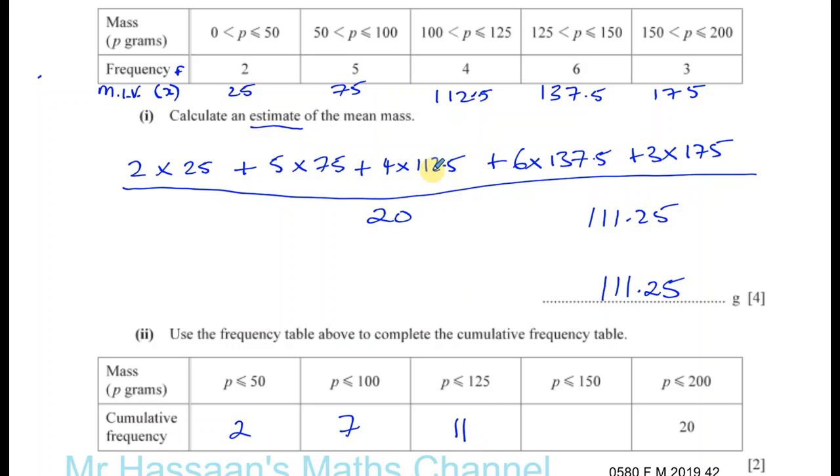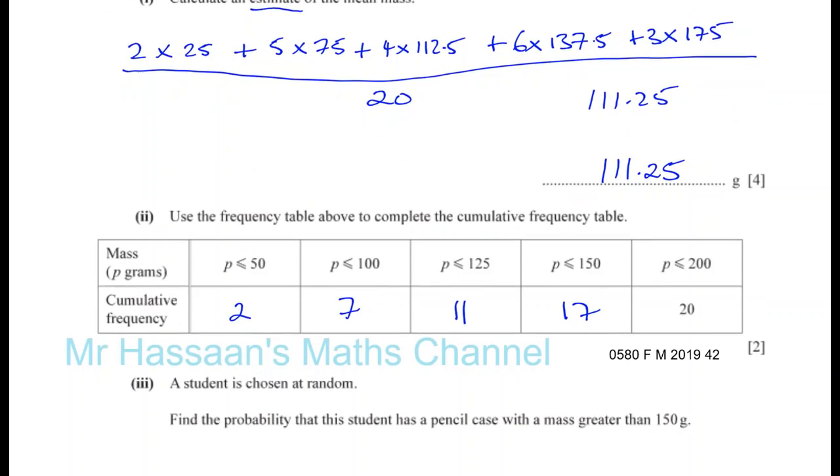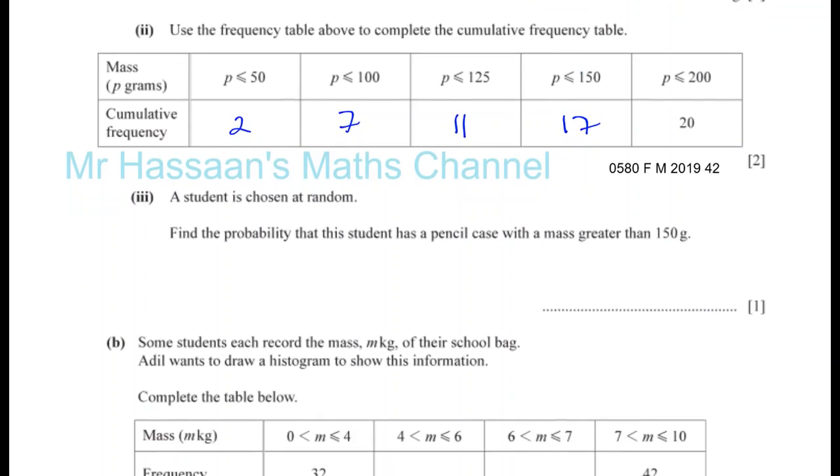So that's 11 altogether. You got 4 plus 5, which is 9, plus 2, which is 11. And then you got another 6. So 11 plus 6 is going to be 17. And then, of course, the total has to be the same as the total number of pencil cases in the whole survey. So there's going to be 20 in total whose mass was less than 200, which is the upper limit.